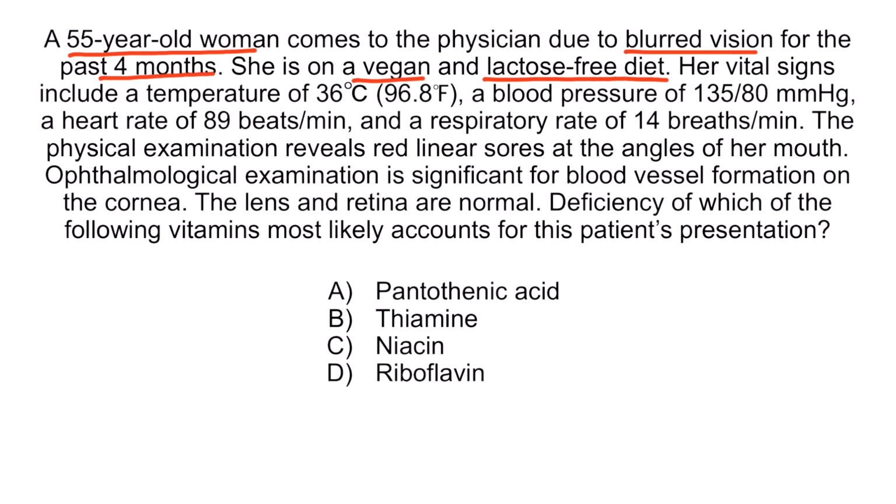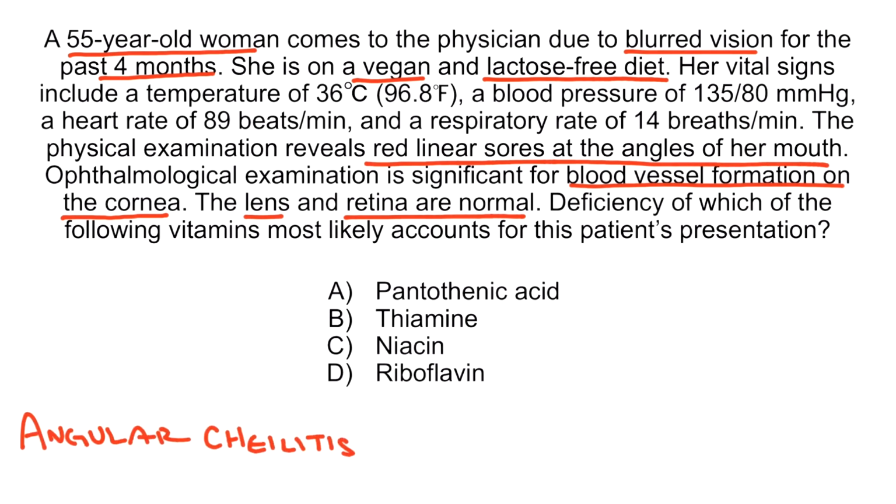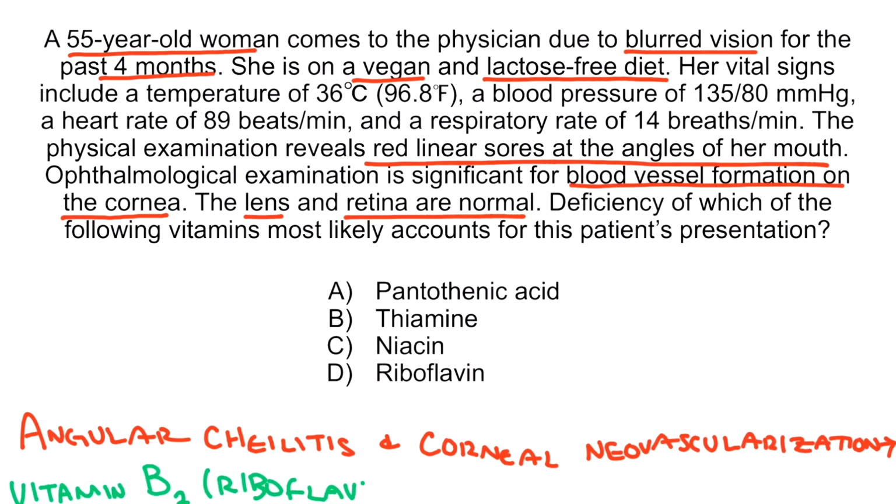Physical exam reveals red linear sores at the angles of her mouth. This finding is known as angular cheilitis. Ophthalmologic exam is significant for blood vessel formation on the cornea, the finding known as corneal neovascularization. Her lens and retina are normal, making cataracts and retinal diseases a less likely cause of her blurred vision. Angular cheilitis and corneal neovascularization are classic findings of vitamin B2 deficiency, also known as riboflavin deficiency. Therefore, correct answer is option D.